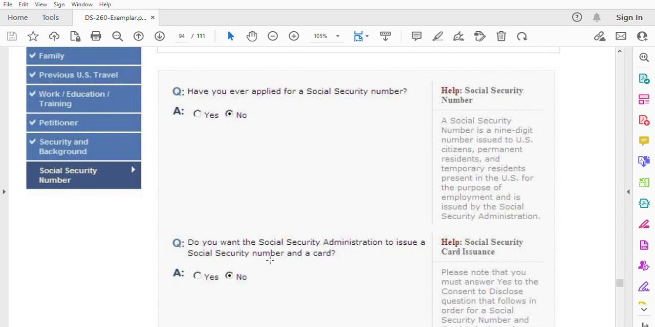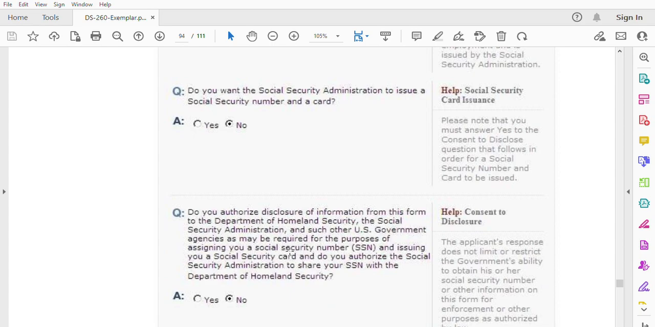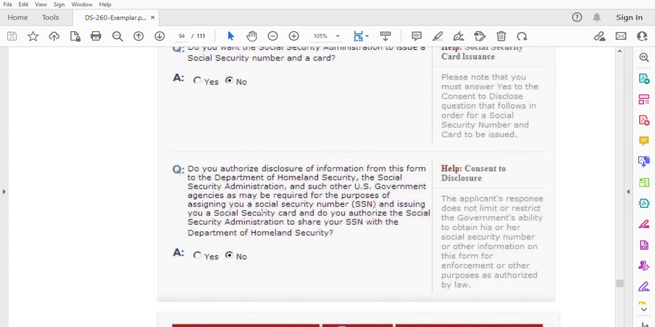If you answer no, you have to go and apply for a Social Security number. But if you answer yes, have you ever applied for a Social Security number? If you say no here and yes there, they will send your card. If you answer yes here and yes there, the Social Security Administration will issue your Social Security number when USCIS sends you a green card. They will send you the SSN as well.